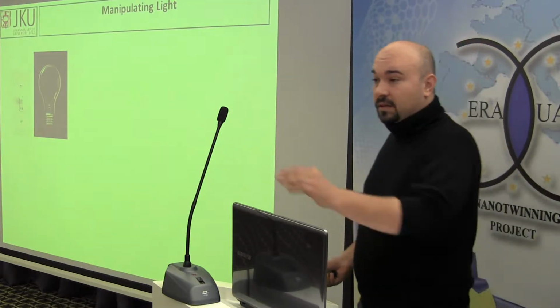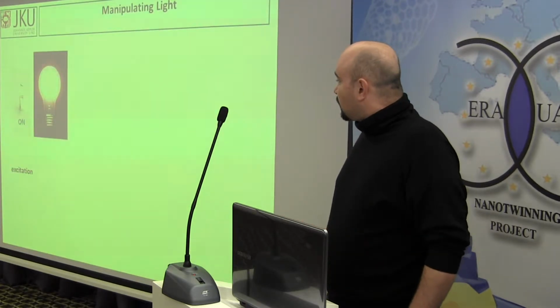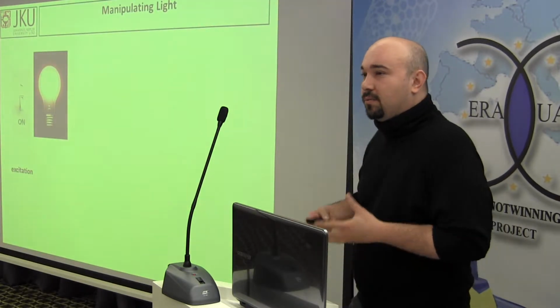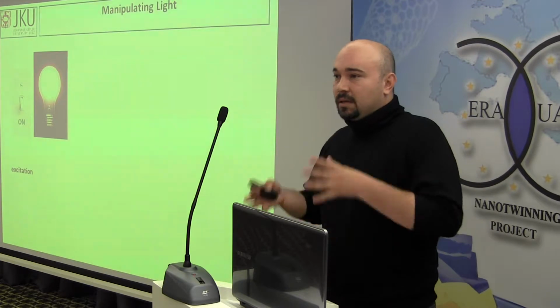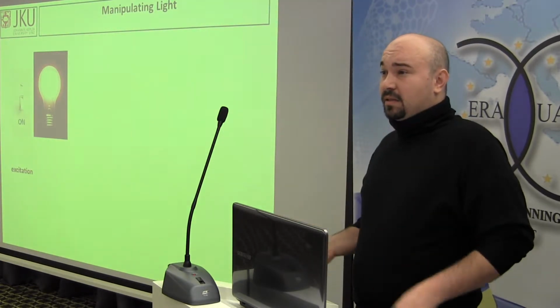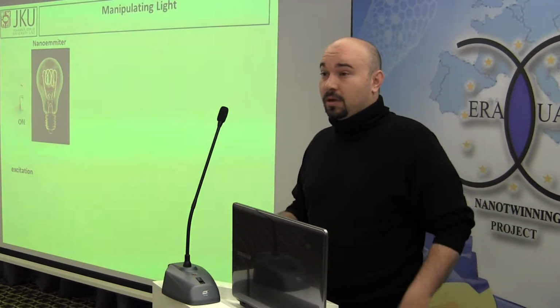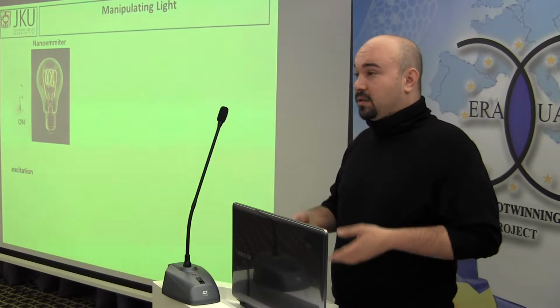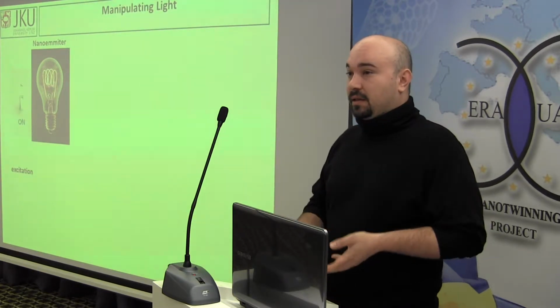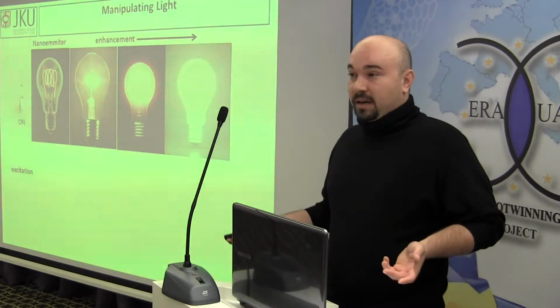So the first idea to manipulate light is, of course, to switch it on. And once you switch it on, when you think about a nano emitter, it's in terms of excitation. Unfortunately, this nano emitter emits light with not the desired intensity. So the next step of manipulation will be to slowly increase the intensity to the desired intensity that we want. So it's the enhancement.